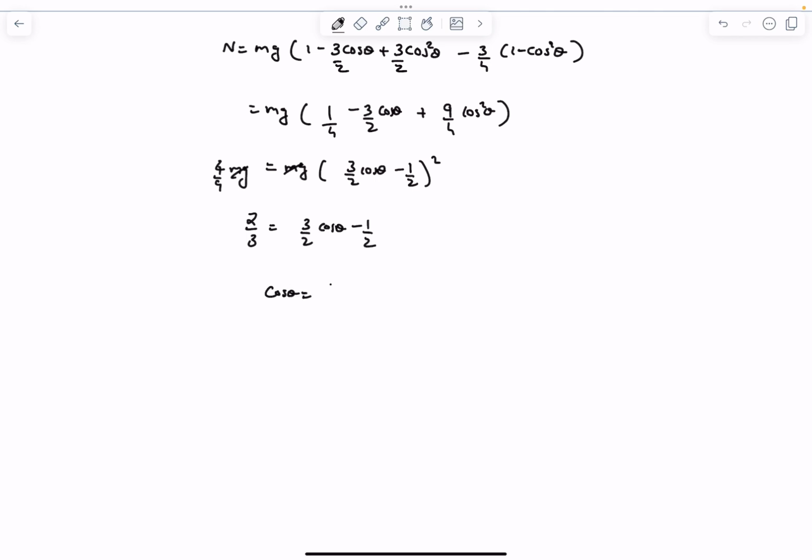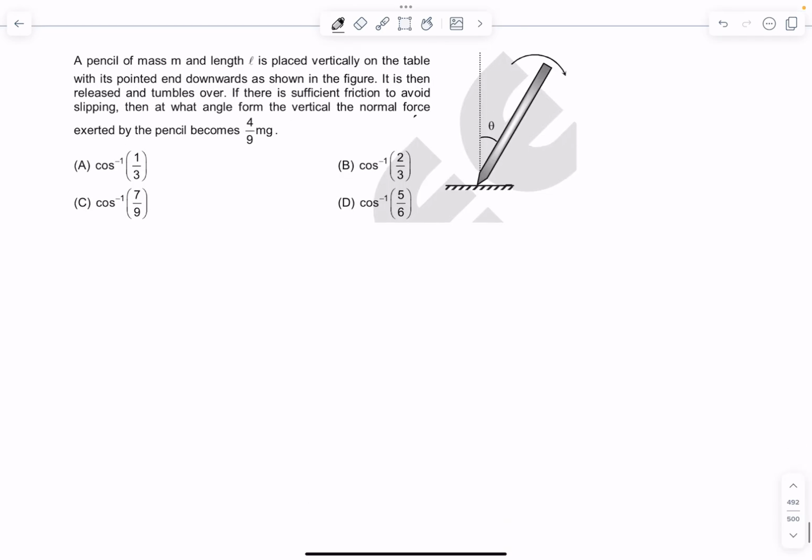After solving, cos theta comes out to be 7/9, and this implies that theta is cos inverse of 7/9. That would be option C. Now let's move on to the next question.